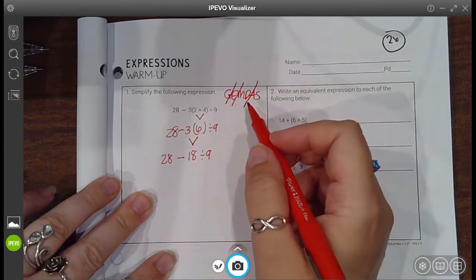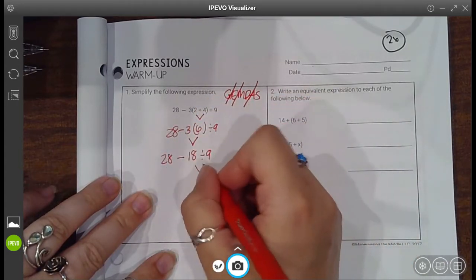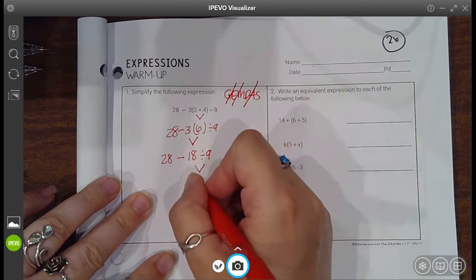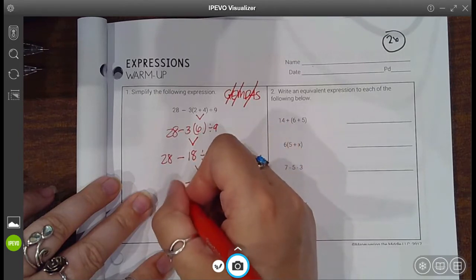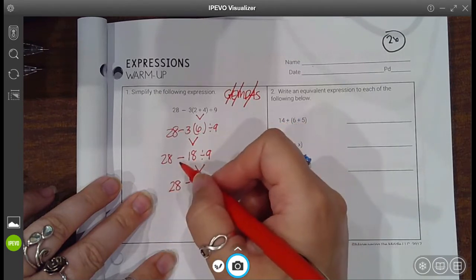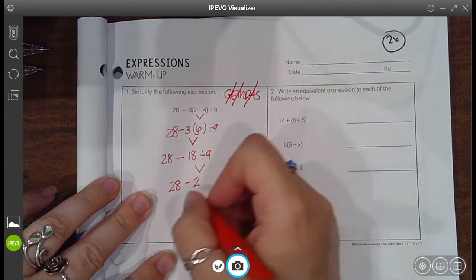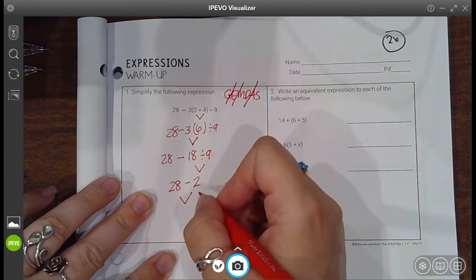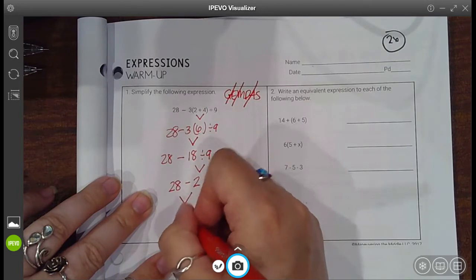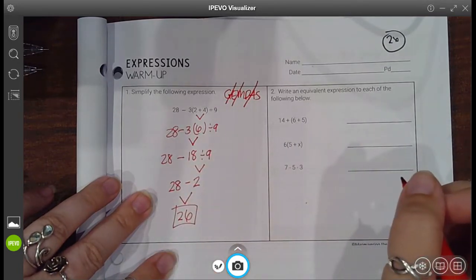Okay, I still see some multiplication or division. So 18 divided by 9 is 2. Now bring this down. Again, multiplication or division before addition or subtraction. Now I'm on to my last step, 28 minus 2. You should have gotten 26 for your final answer.